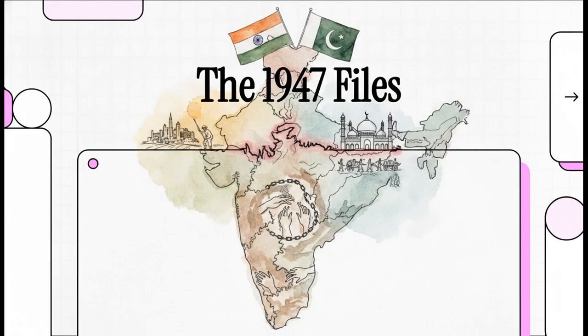Welcome to The Explainer. Today, we're diving into one of the most incredible, dramatic, and frankly, heartbreaking chapters of modern history. The story of exactly how India and Pakistan were formed. We are going to unpack the massive, untold story of the 1947 partition of the Indian subcontinent, and we'll do it entirely by analyzing the hard historical facts. Let's get right into it.